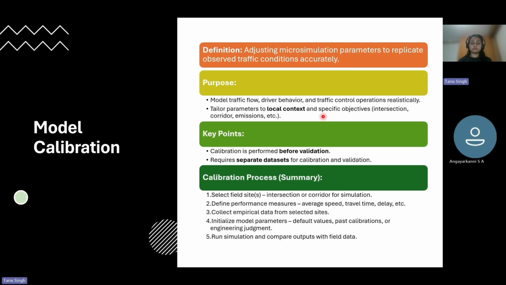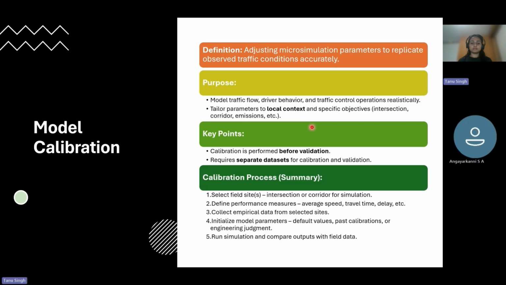Well, traffic flow, driver behavior, and control operations vary by location and by the objective of our study. Are we simulating an intersection, a corridor, or even evaluating the emission? So calibration ensures the model is realistic in that specific local context. Here the key point is calibration is always done before validation, and we must use separate datasets for calibration and validation to avoid bias.